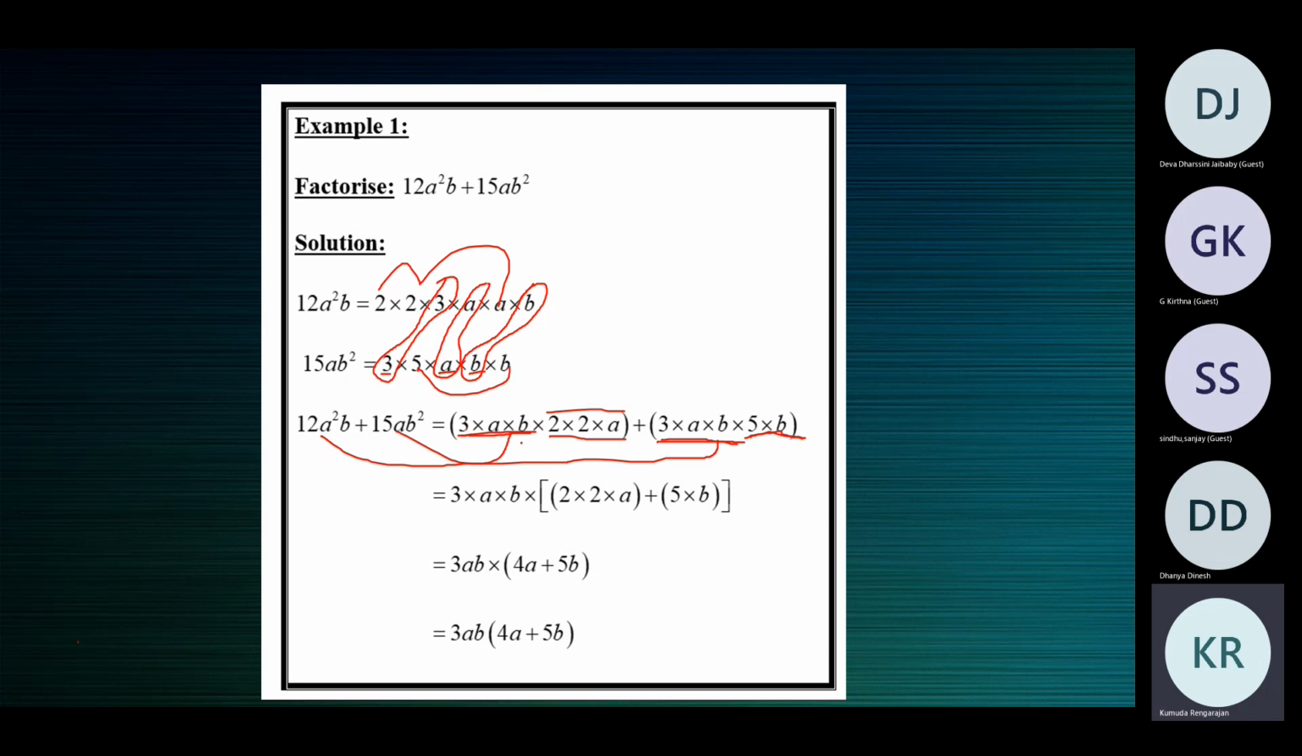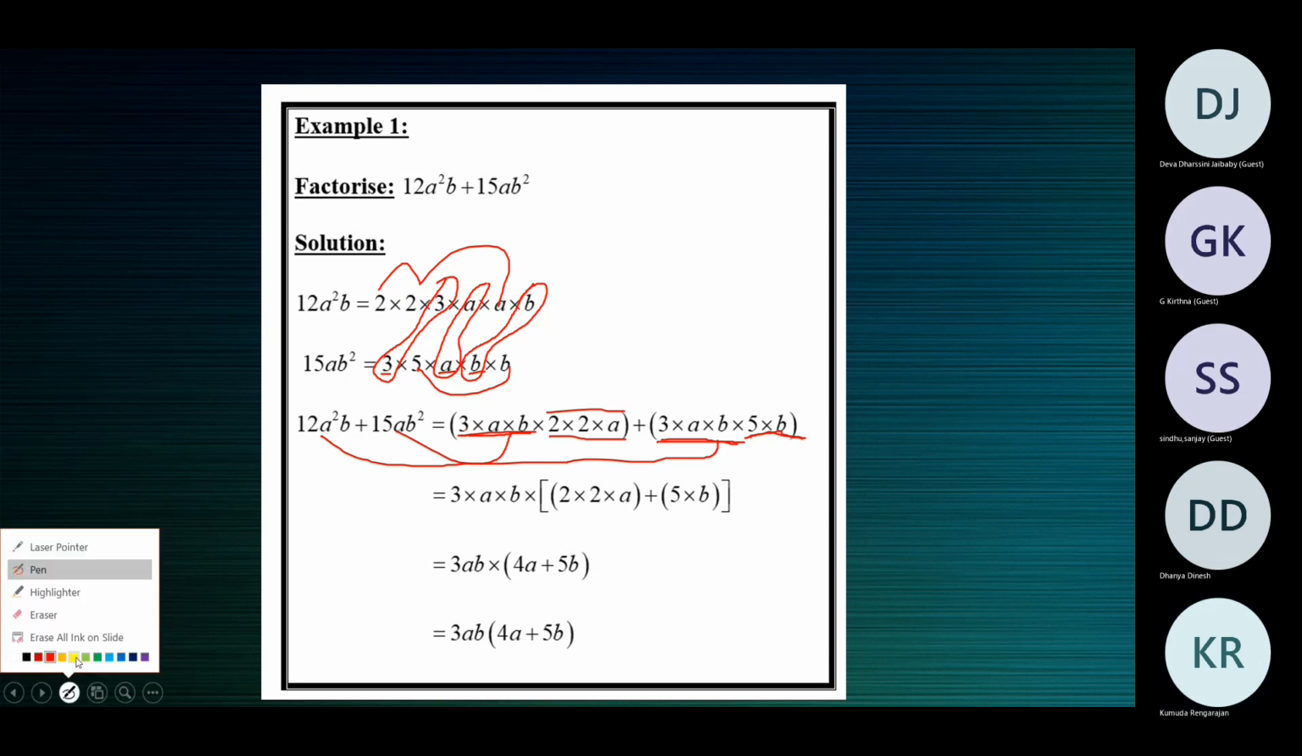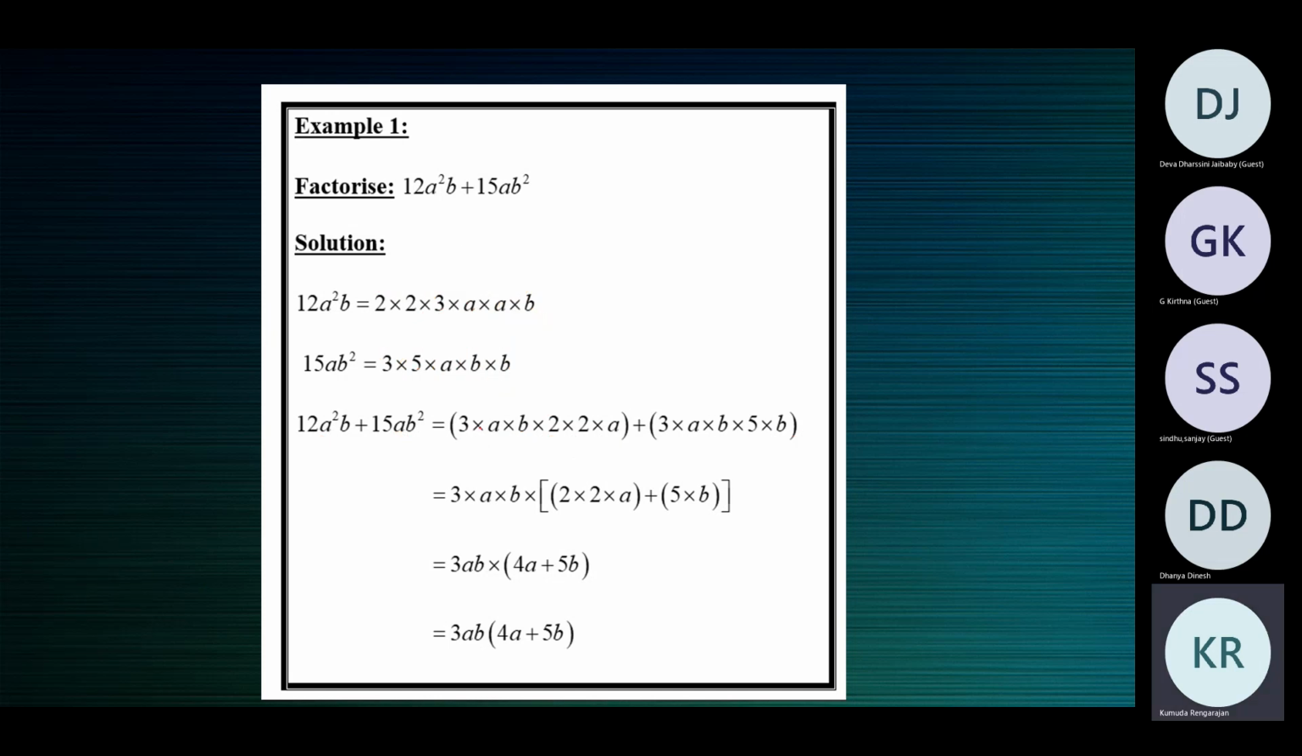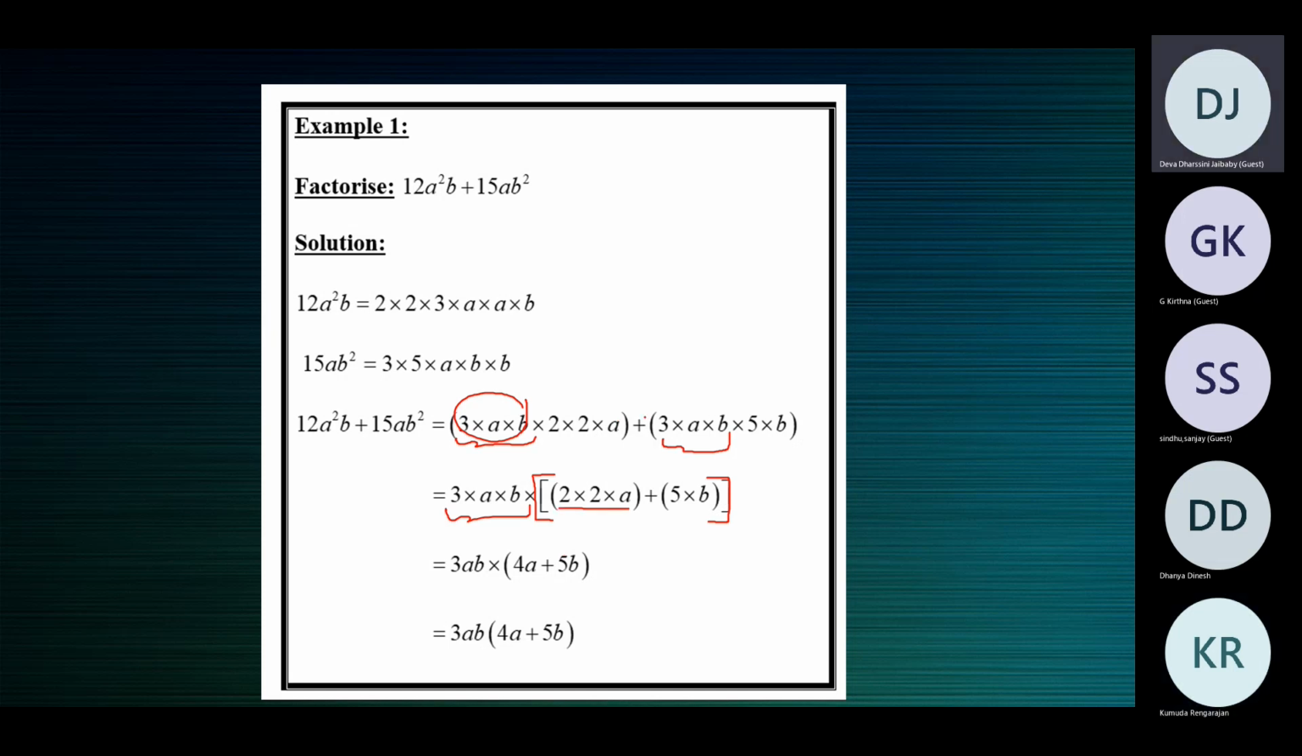Now 3 into a into b is common. So bring out the common terms. Bring that 3 into a into b outside, and open and close a bracket like this. Now this 3ab is taken out common. What is remaining? 2 into 2 into a. Write that in a simple bracket.